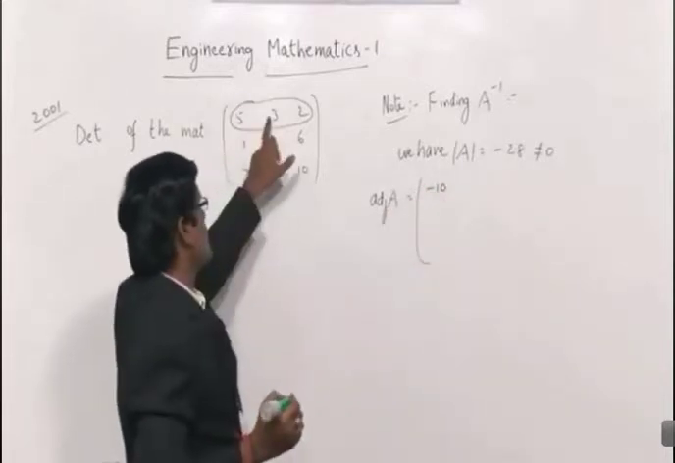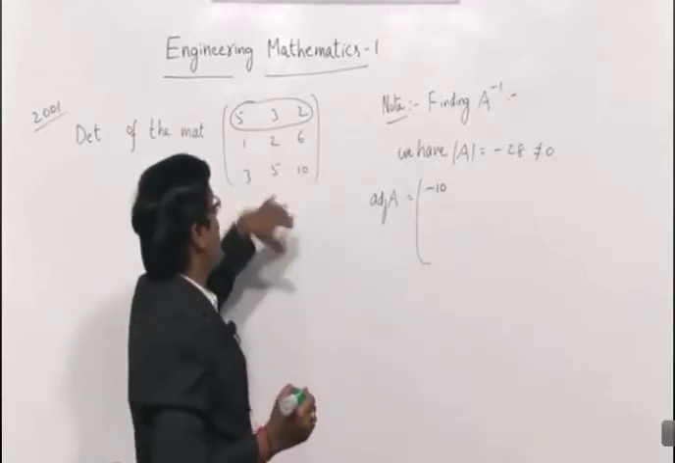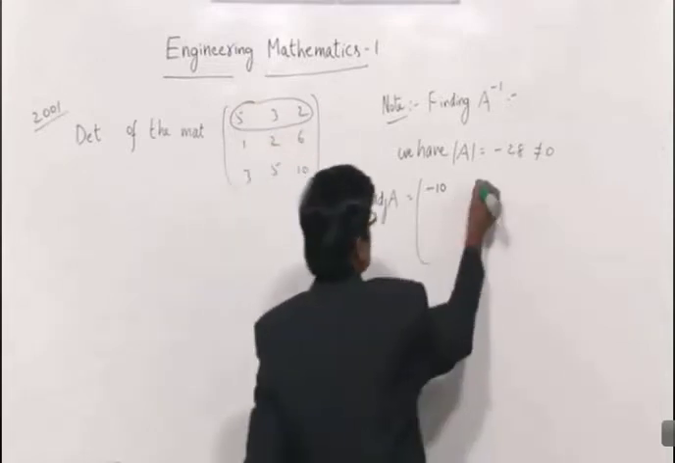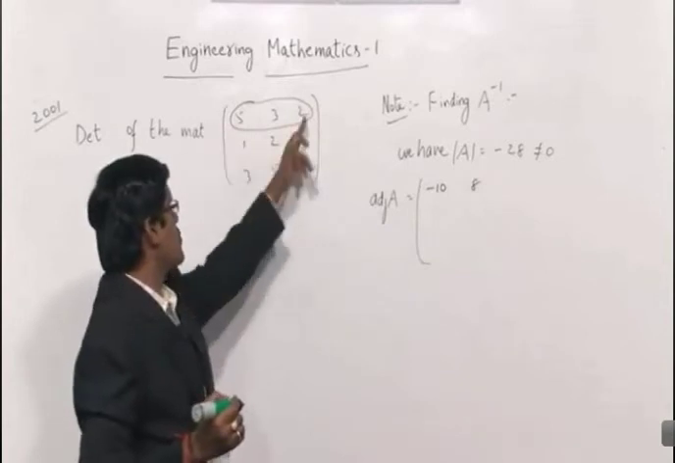Okay. Now this second element 3, leaving second column and first row, 10 minus 18 is minus 8. Minus 8 into the minus symbol, that is minus 1 raised to i plus j, that means plus 8. Next this element 2, leaving third column and first row.